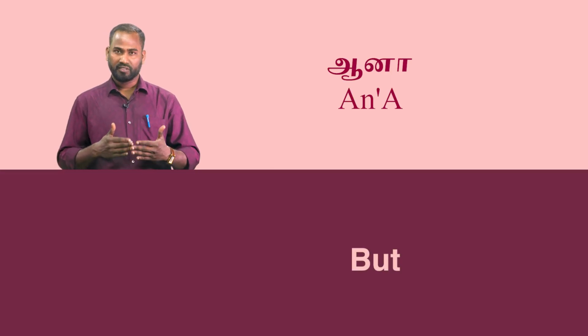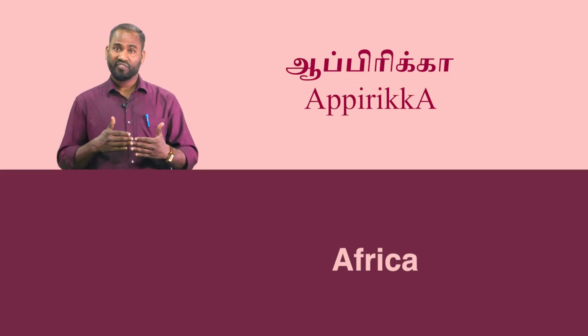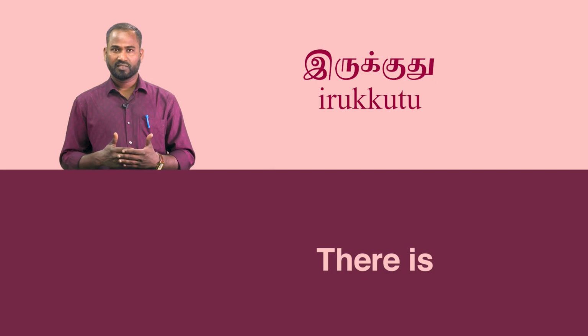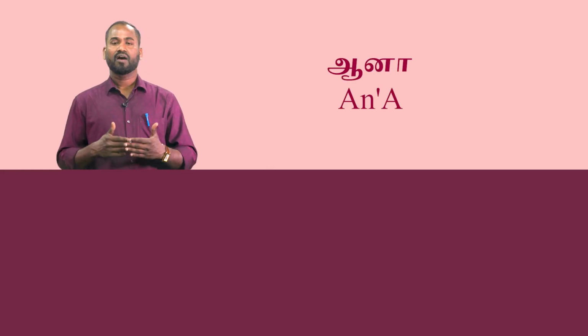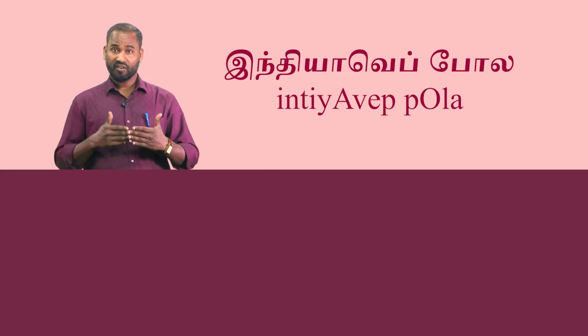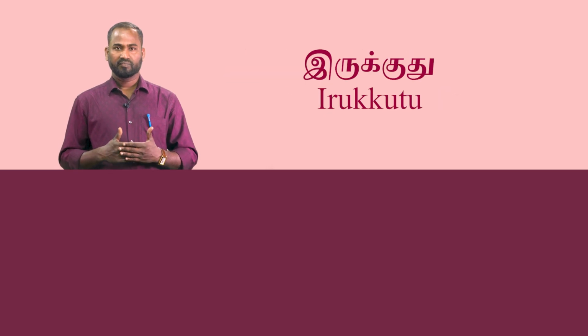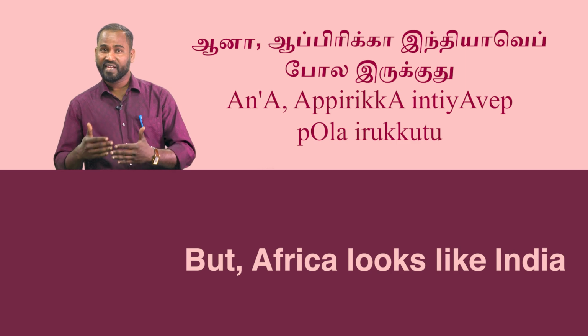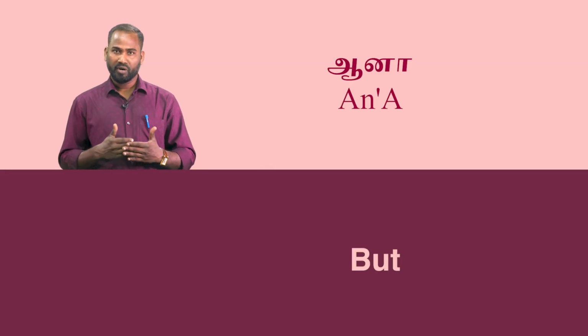Let us see the next words and build the sentence. Ana, but. Africa. Indiave pola, looks like India. Irukkudu, there is. Like the previous sentence, these words are also connected and form a meaningful sentence. Ana Africa Indiave pola irukkudu. But Africa looks like India. Similarly, shall we frame another sentence using the following words? Ana, but.